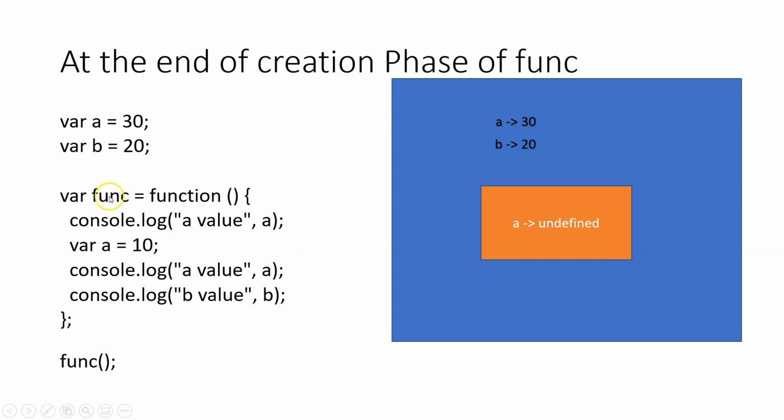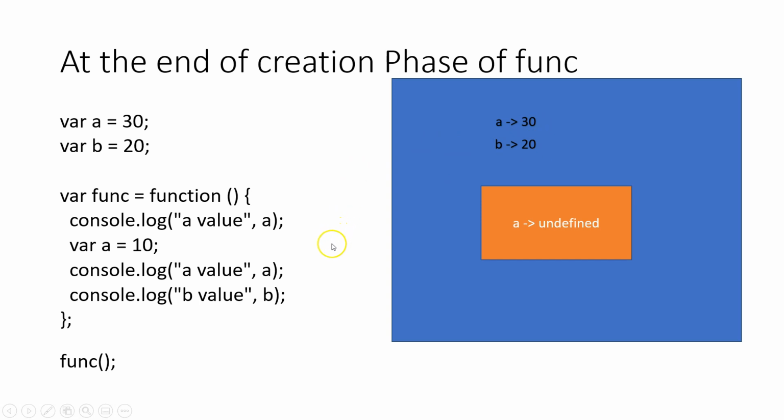But when it runs through the creation phase of this function, try to understand that the execution phase of the global context is already completed. So in the global execution context, you already have a as 30 and b as 20.